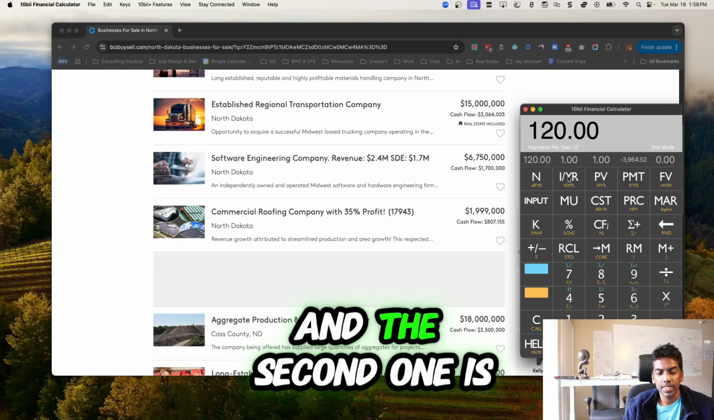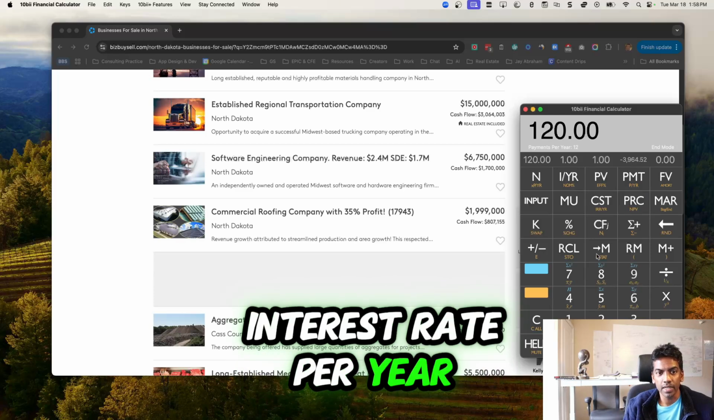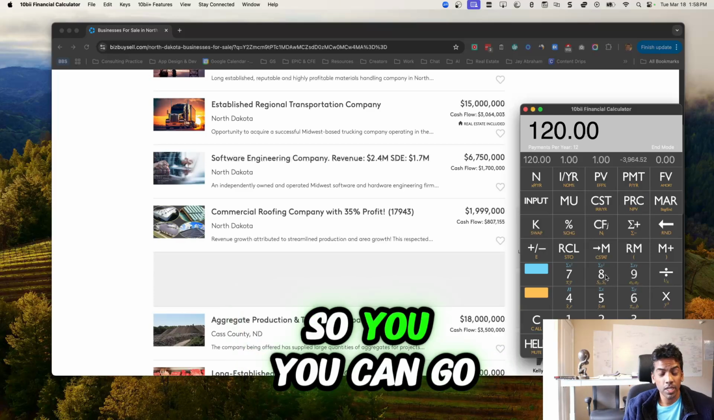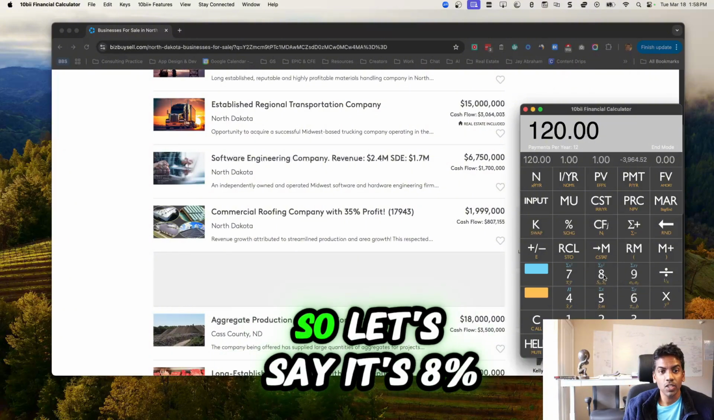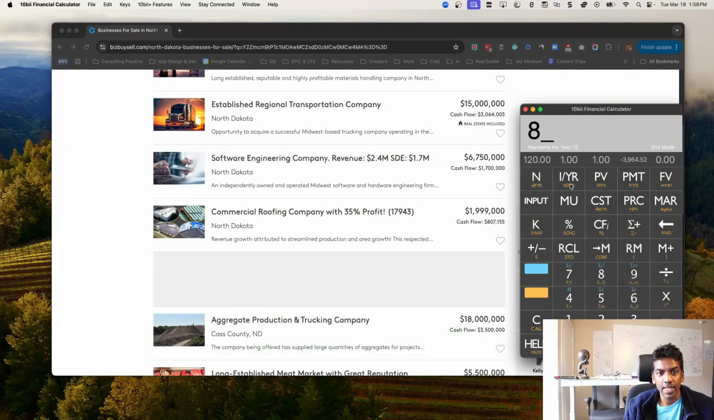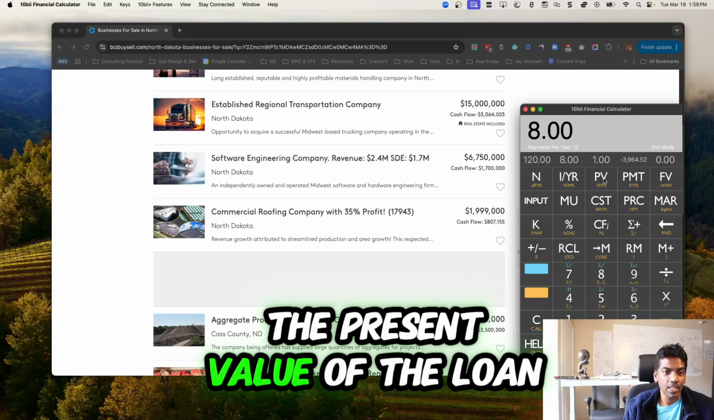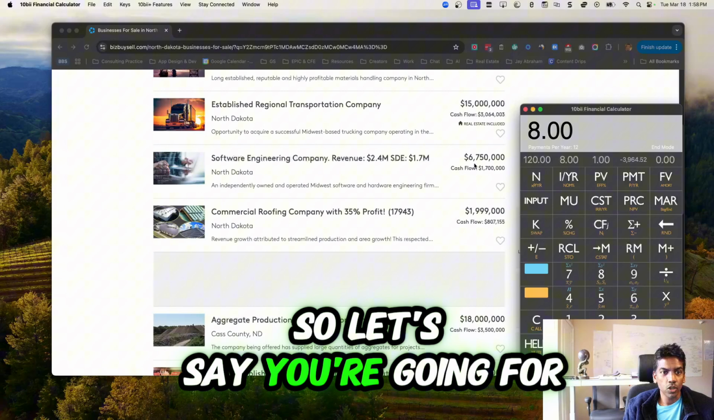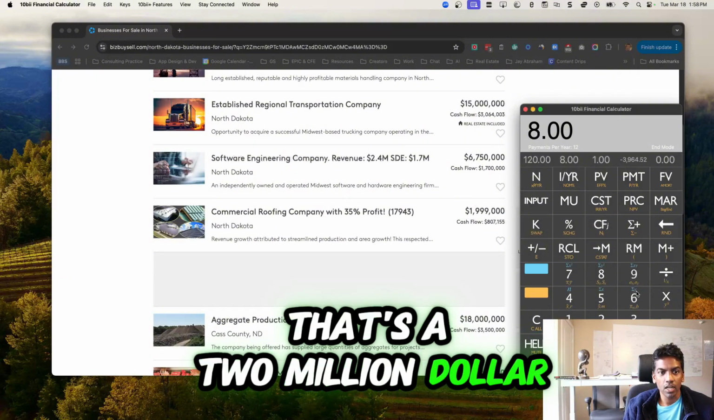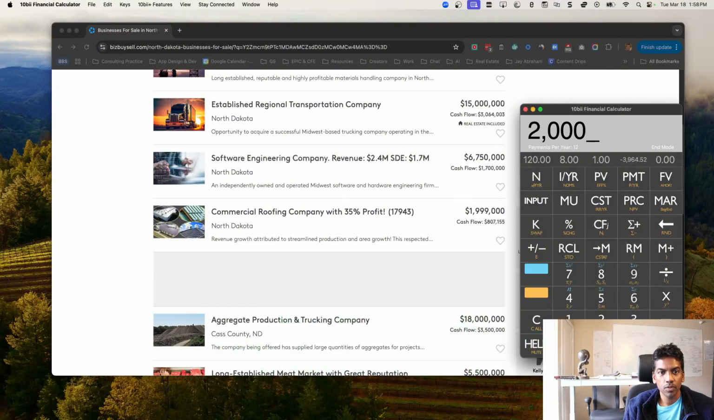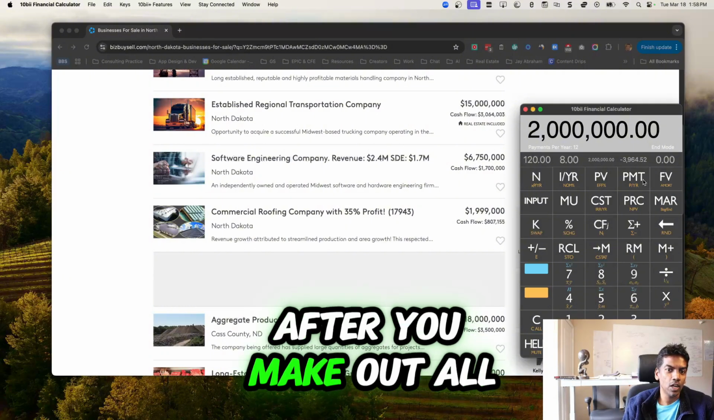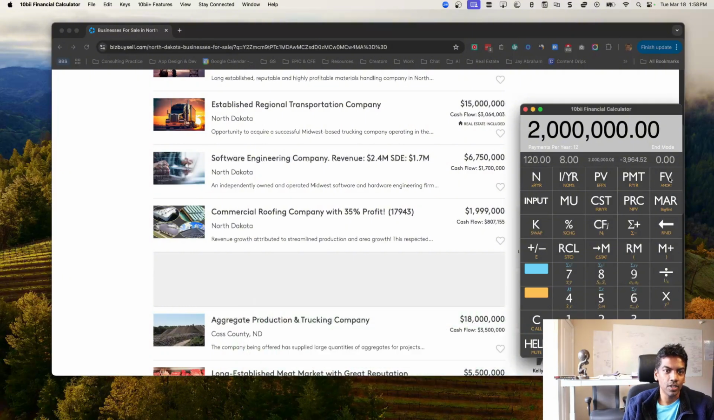And the second one is interest rate per year. So you can go look at how much the current interest rate is. So let's say it's 8%. You select 8 and then you click on this, that's 8%. And PV is the present value of the loan. So let's say you're going for this loan, that's a $2 million loan, right? So that's $2 million, that's the present value. And FV is always going to be 0, that's the final value after you make all the payments.